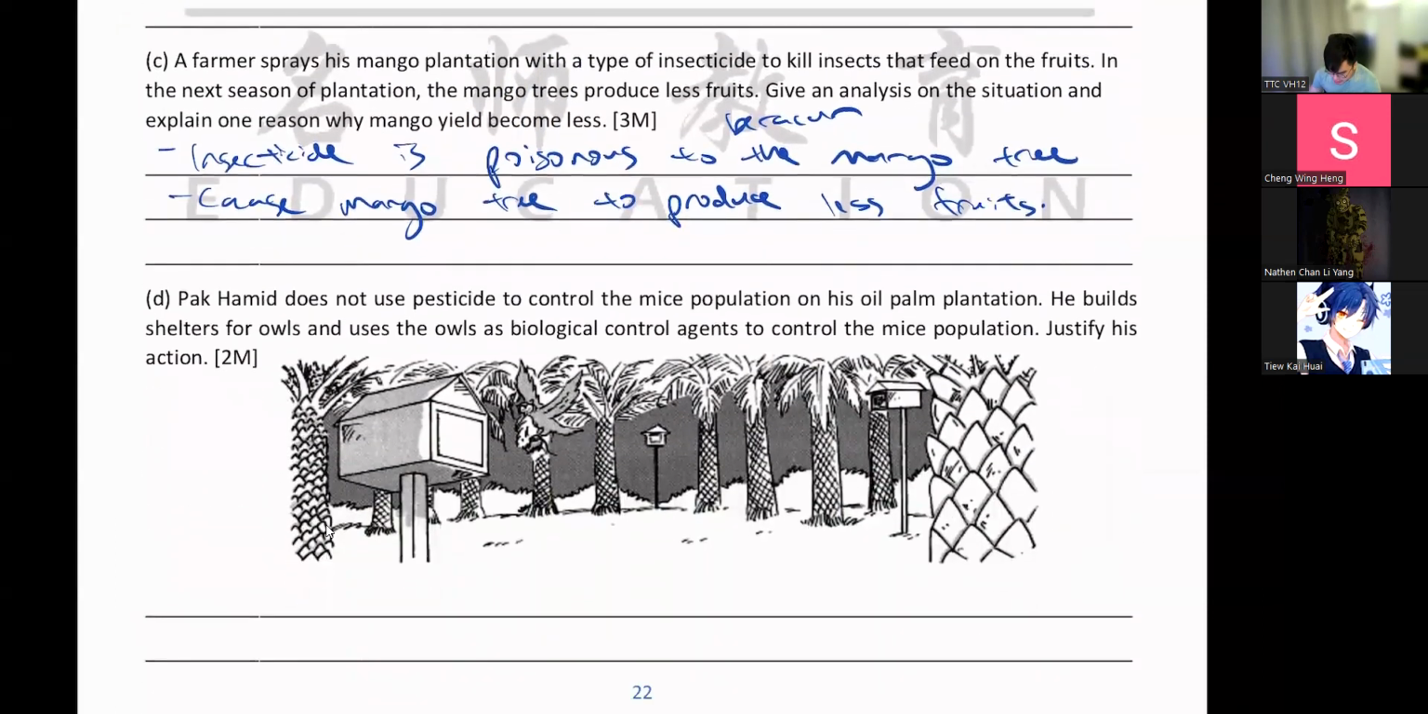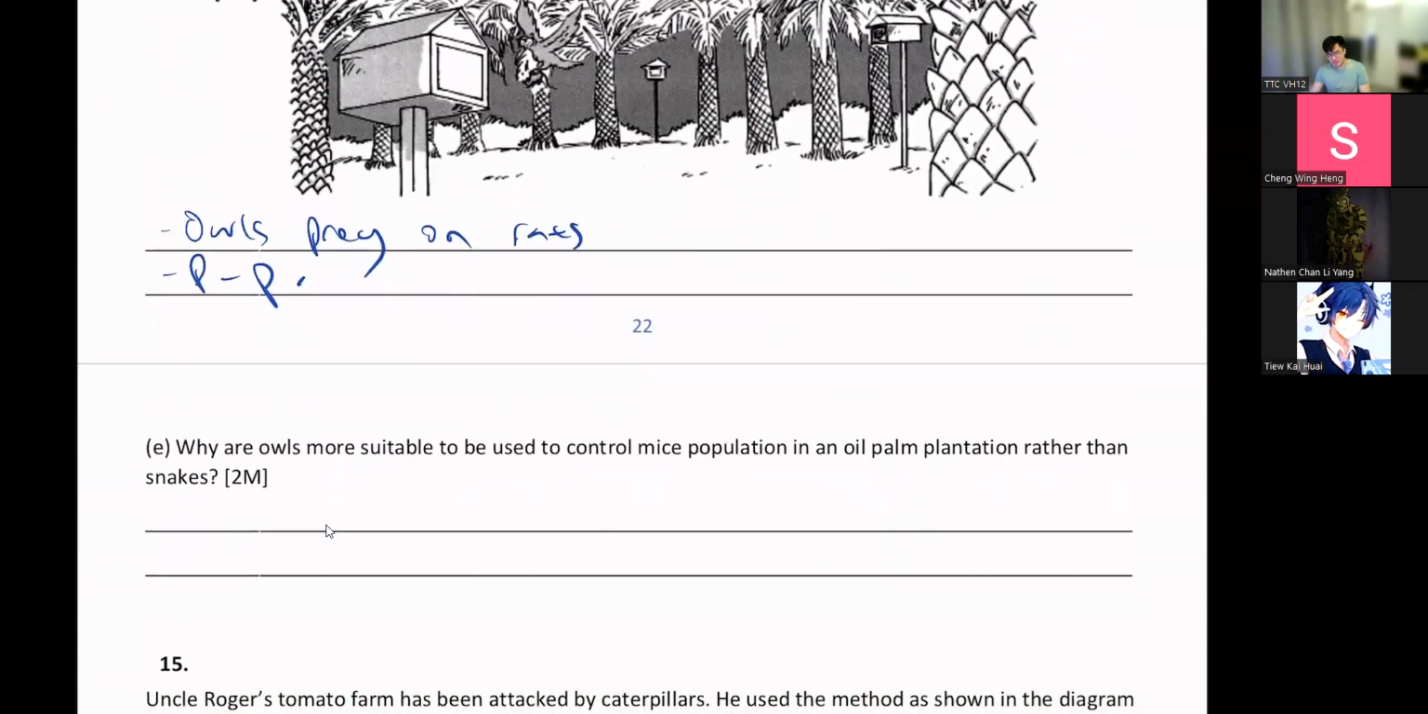So D, Wakami does not use pesticide to control mice population. He builds shelter for owls and uses the owls as biological control. Justify his action, because owls prey on rats, memburu tikus. Okay, this is prey predator. Wow, the question just repeats. Nothing much to say here.